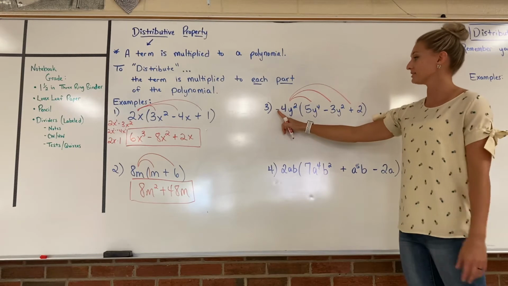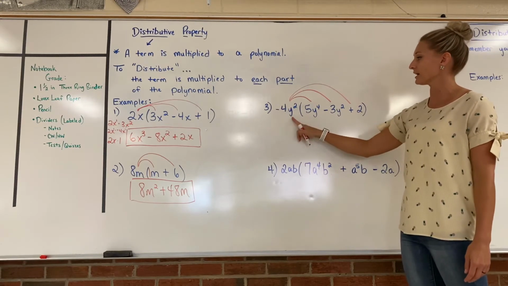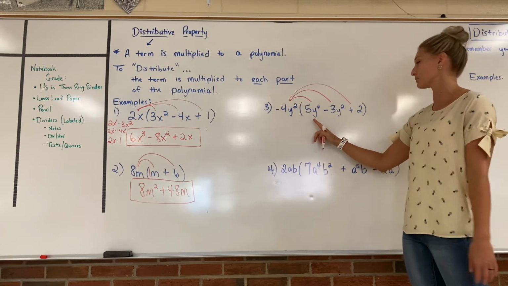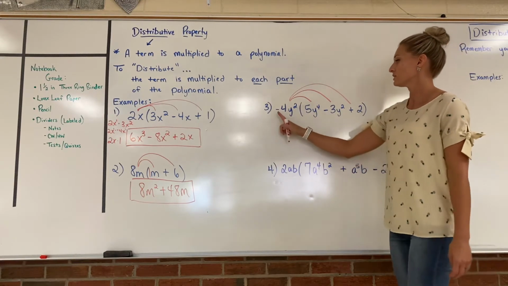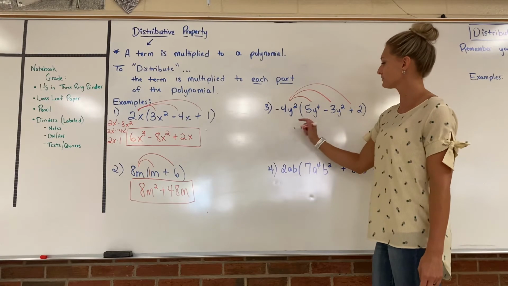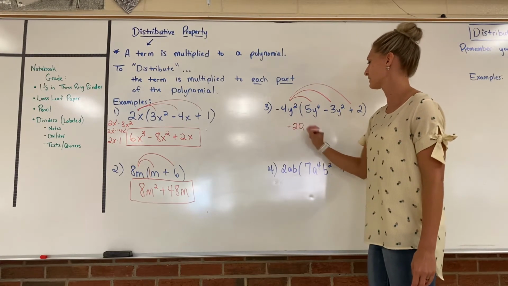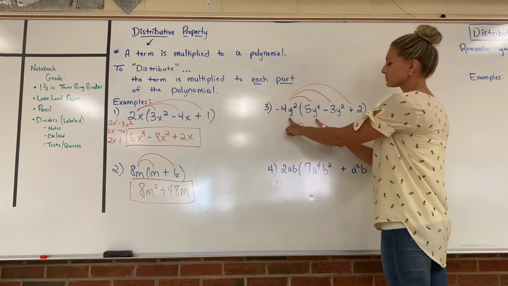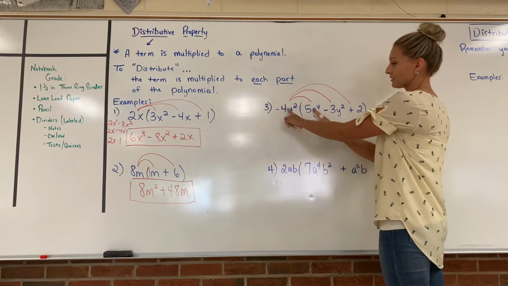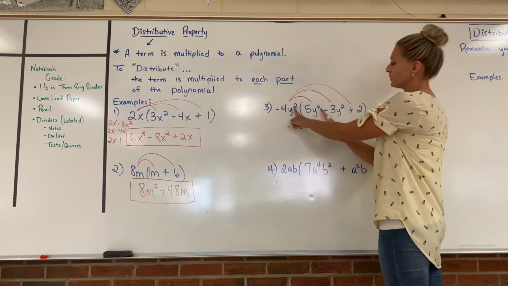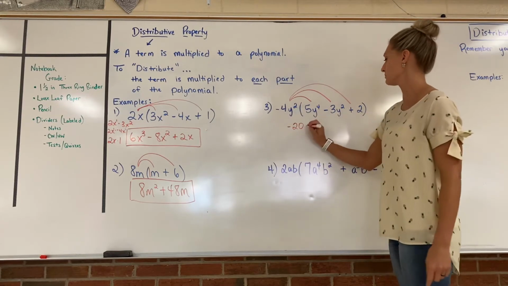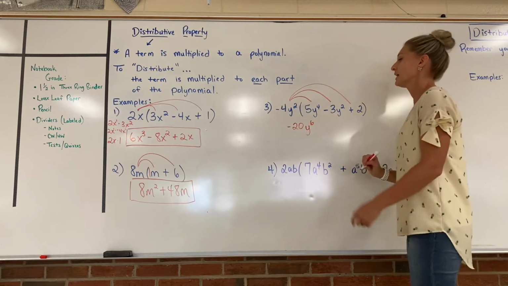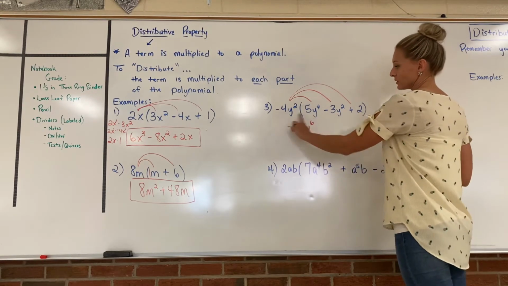And so again, you take the number times the number, and then the variable times the variable, if it's a like variable, okay? So it'd be negative 4 times 5, so that'd be negative 20. And then y squared times y to the 4th. Remember, when you multiply the like bases, you have to add the exponents. So it'd be y to the 2 plus 4 is 6. And then that's that one, so we did that one.